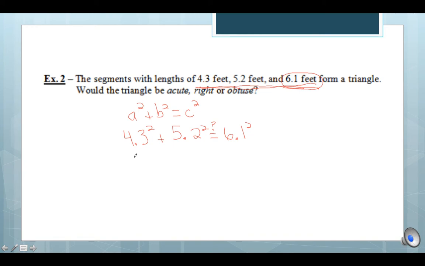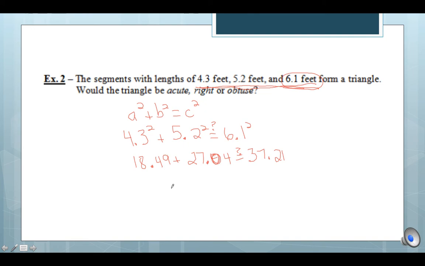18.49 added with 27.04, and we want to know, does that equal 6.1 squared or 37.21? Now, if you notice above my equal sign, I keep putting a question mark because we don't know if these two sides are equal to one another. That's really our goal, is to decide if that's true.